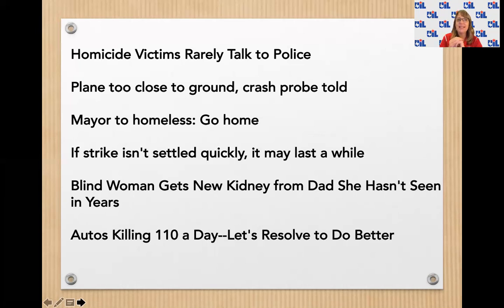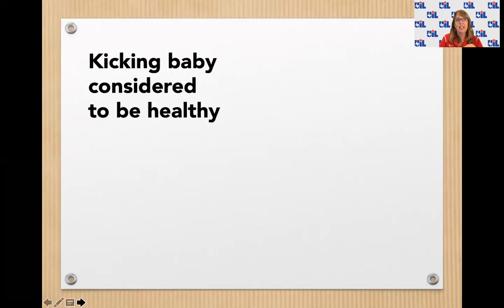"Mayor to homeless, go home." That's a really compassionate mayor. "If strike isn't settled quickly, it may last a while." Whew, mind blown right there. "Blind woman gets new kidney from dad she hasn't seen in years." That one's just tasteless, but it was in a headline. I mean, it was in a paper. "Autos killing 110 a day." Let's resolve to do better. Come on, autos, you can kill 111. "Kicking baby considered to be healthy."